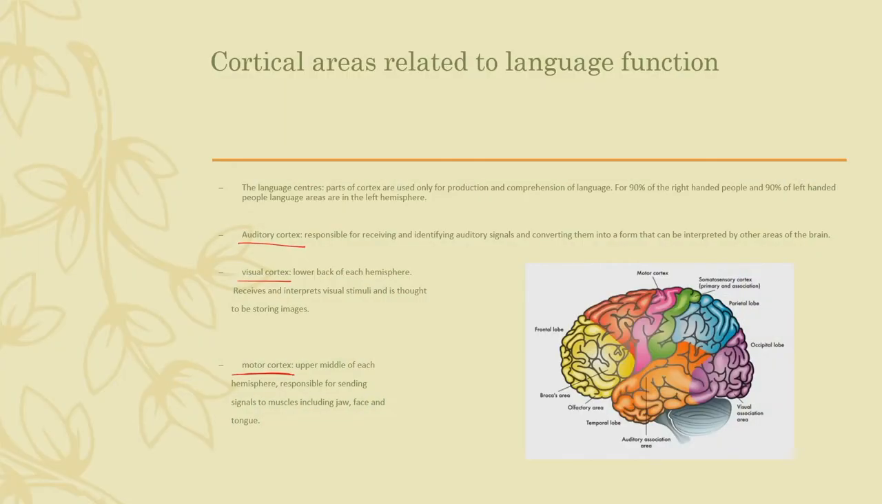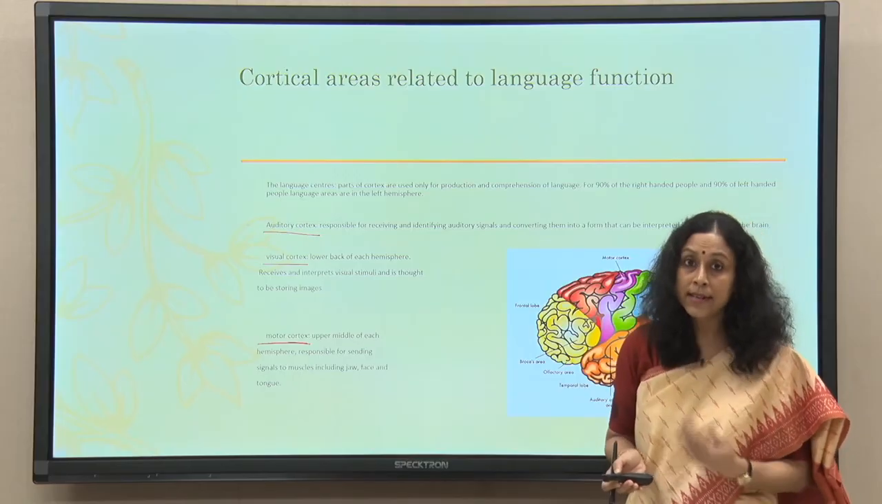Similarly, the visual cortex is in the lower back of each hemisphere. This is where the visual occipital area is. This particular part of the cortical region receives and interprets visual stimuli and is thought to be storing images. So, as we have just talked about, language is often dependent on reading and writing.